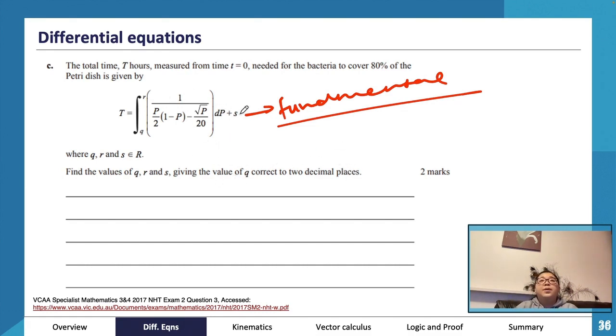Cool. So what we can see here is that it needs to cover 80% of the petri dish. So right away we need P to equal 0.8. We also want these 2 values to tell us when this is going to occur, right? So we want to know when exactly those 2 values are going to occur. In terms of time, we want to know how much time it's going to be from t equals 0.